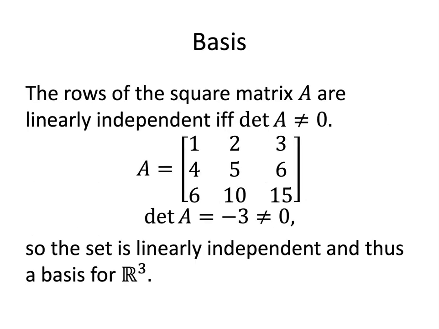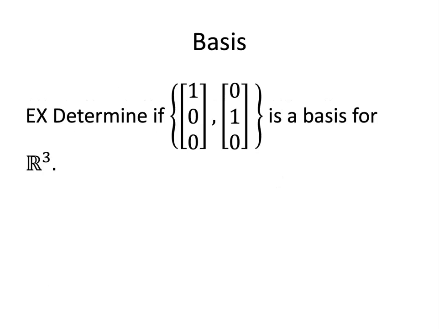So we're going to make those the rows of this matrix. And notice that the determinant of this matrix is -3, which is not 0. So the rows are linearly independent. In other words, this set of three vectors is linearly independent, and thus it's a basis for R3.